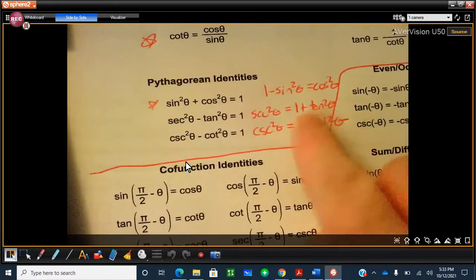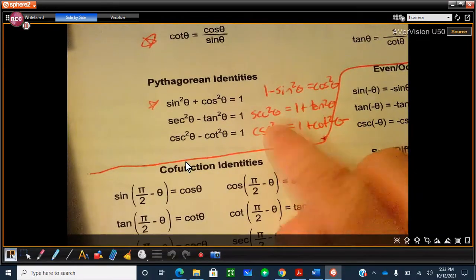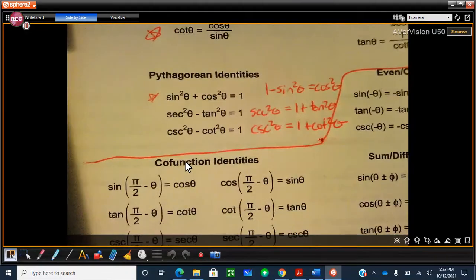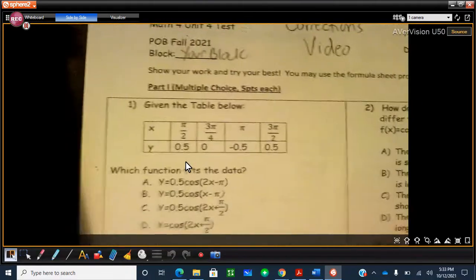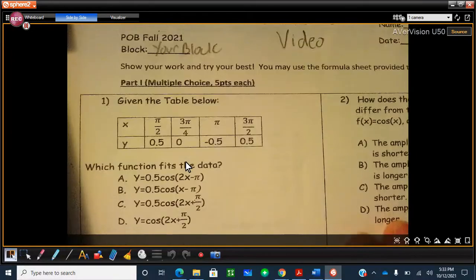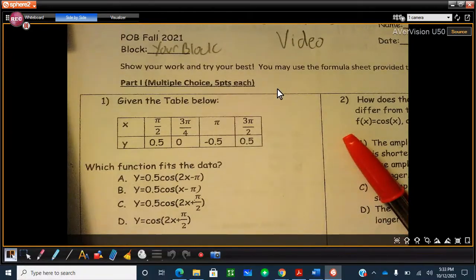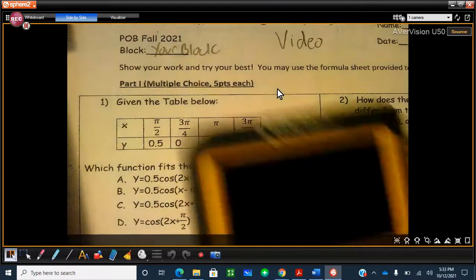So we might see these later. So you want to have your formula sheet ready as you're taking the test. So we're going to start with number 1. And to do this video, I'm actually going to use the TI calculator. It's the same steps, kind of, sort of, as Desmos.